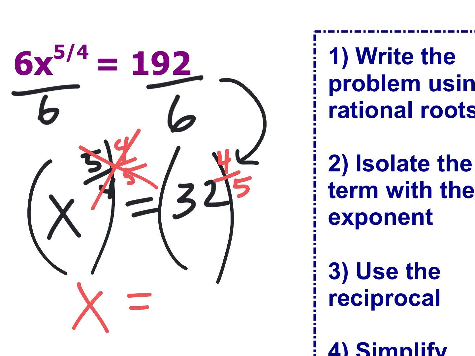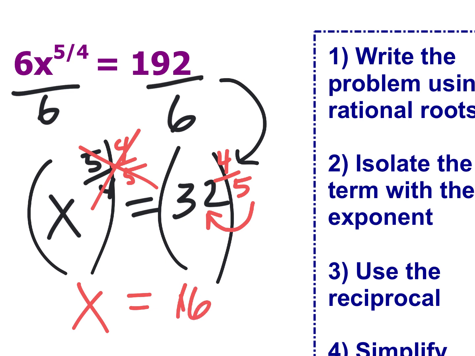I can do it in my head because I know the 5th root of 32. I have it memorized, but I'm a math teacher. If I were you, I wouldn't have memorized it. You could either look it up on the chart, or guess and check until you find it, or use your calculator to get this final answer. 16 is the final answer.